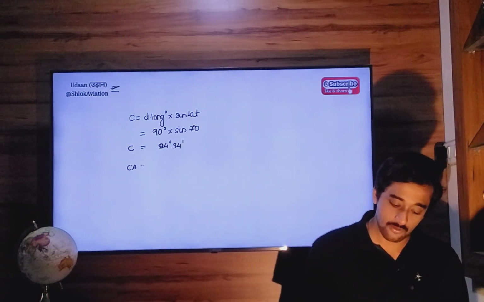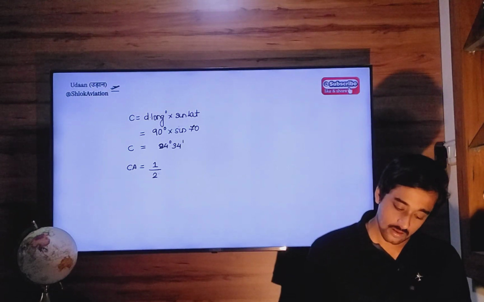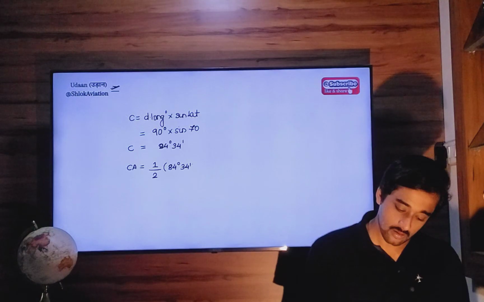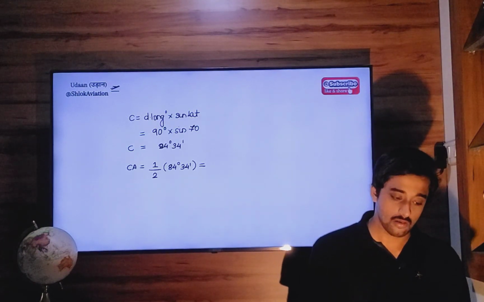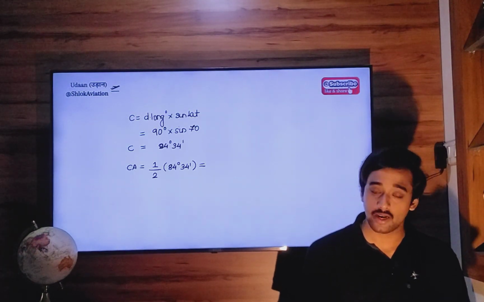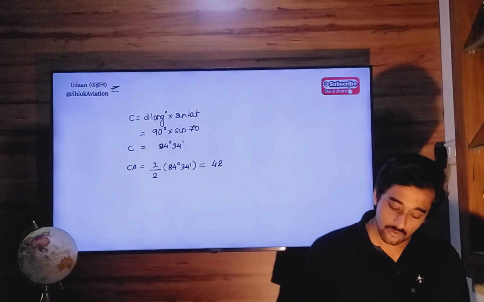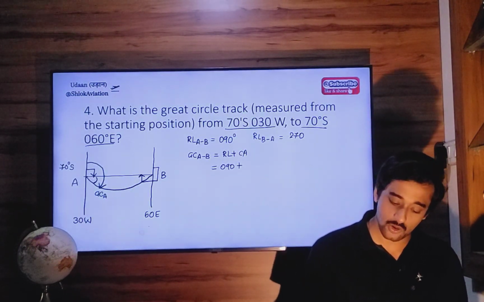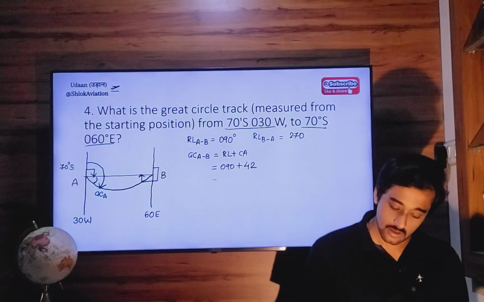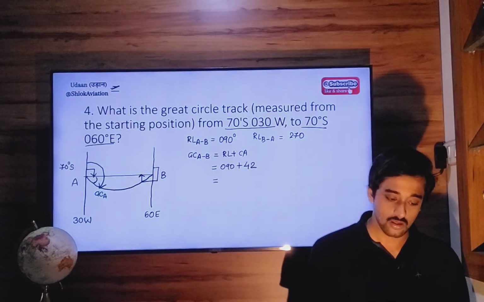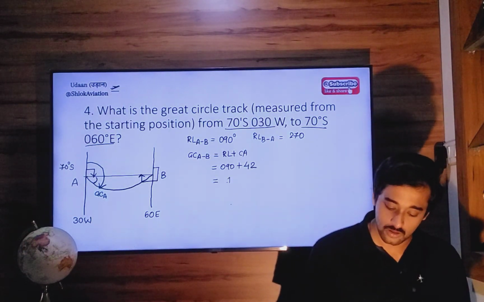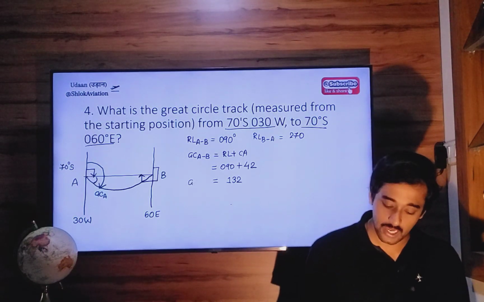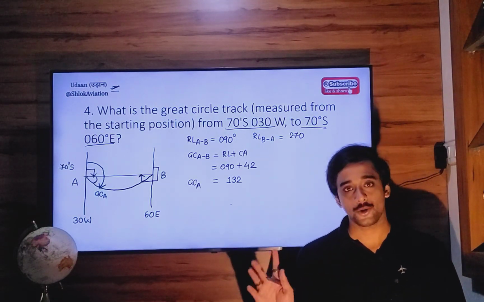Conversion angle will be half of that. That is 42 degrees 17 minutes, or approximately 42 degrees. So substitute the values. 90 plus 42 is 132. So the great circle track from A to B will be 132 degrees.